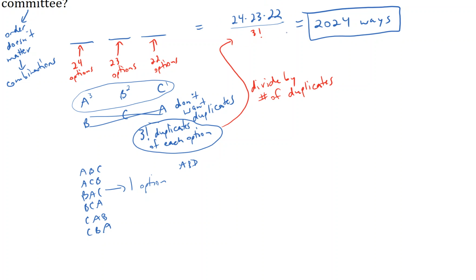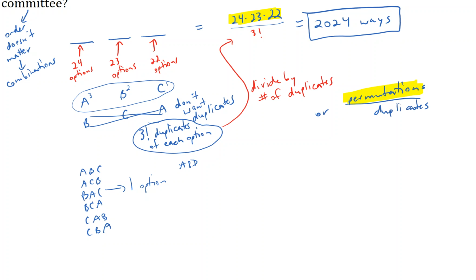What this is, it's the permutation on top: 24 times 23 times 22. That's if the order did matter. So that's the permutations divided by the duplicates. That's how you calculate combinations.